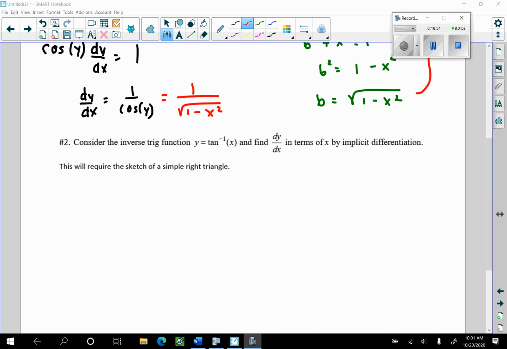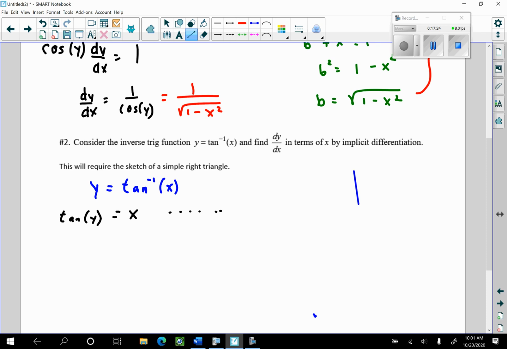Okay, so let's find this rascal. And I'm going to actually follow the steps that I did in the previous example. If y is the inverse tangent of x, it certainly follows by the definition of inverse functions that the tangent of y is equal to x. I'm going to use this, and you will find out in a bit why, to sketch a right triangle.